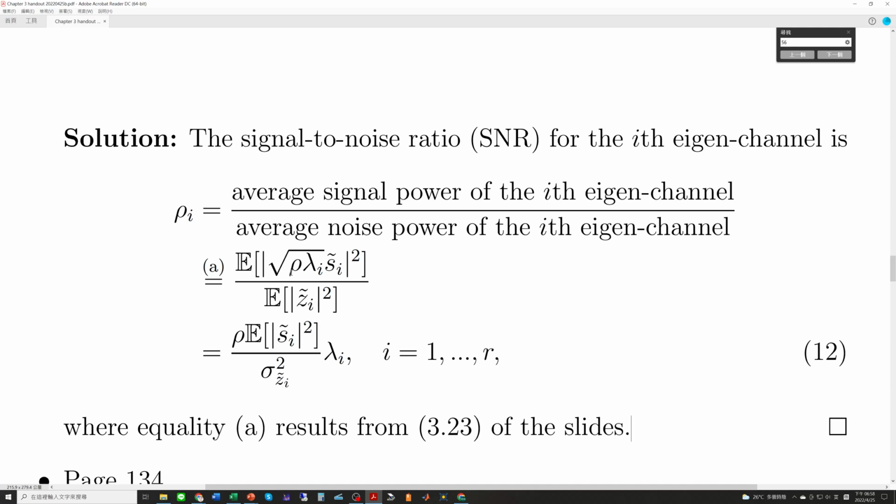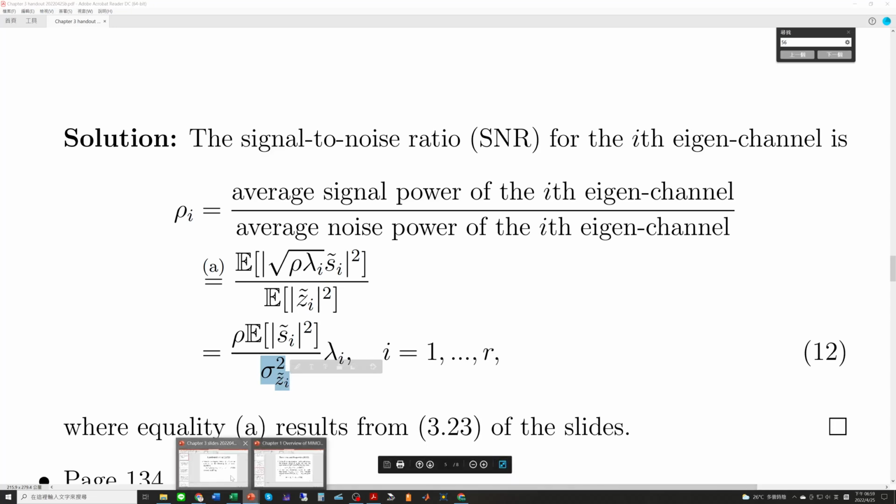Because rho, the received signal SNR, is a constant, rho can be moved out of the expectation. So the square root of rho after taking the absolute value is also equal to the square root of rho, because the square root of rho is greater than or equal to 0. And after taking the square, it is equal to rho. And similarly, lambda i can be taken out of the expectation, so here it is equal to lambda i. And according to the slides, the expectation of the square of the absolute value of Z tilde i is equal to sigma Z tilde i squared.